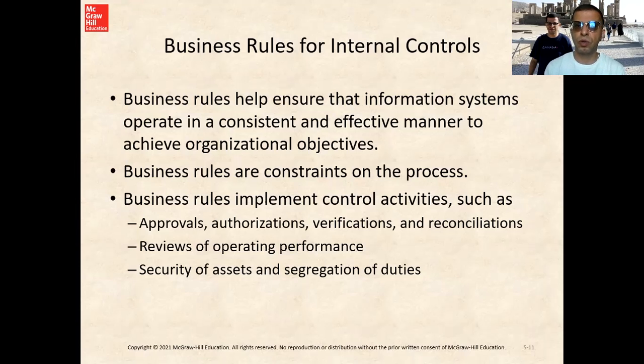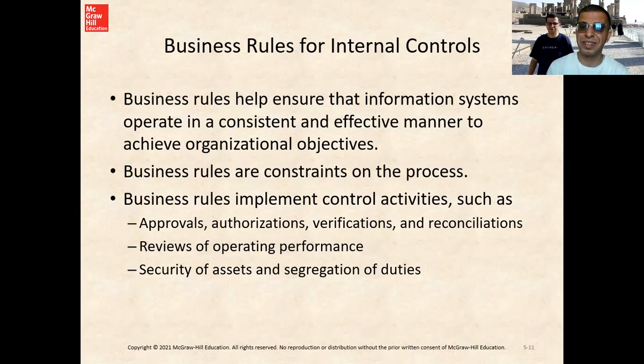So the business rules help ensure that the information system operates in a consistent and effective manner to achieve the organizational objective. So we're selling. And if we're not getting the money, then we are not selling. Basically, that's it. But how are we going to collect our money? How are we going to collect our payment? How are we going to deliver? This is all done through a business rule.